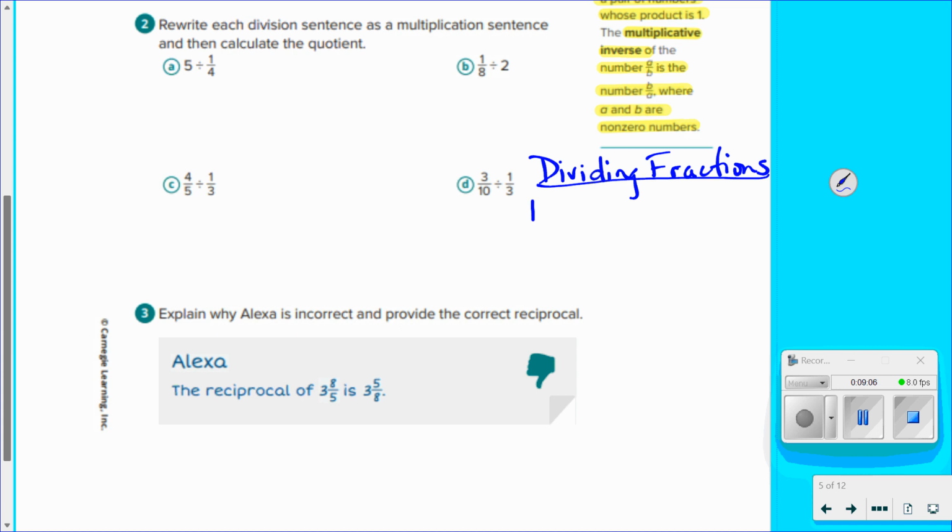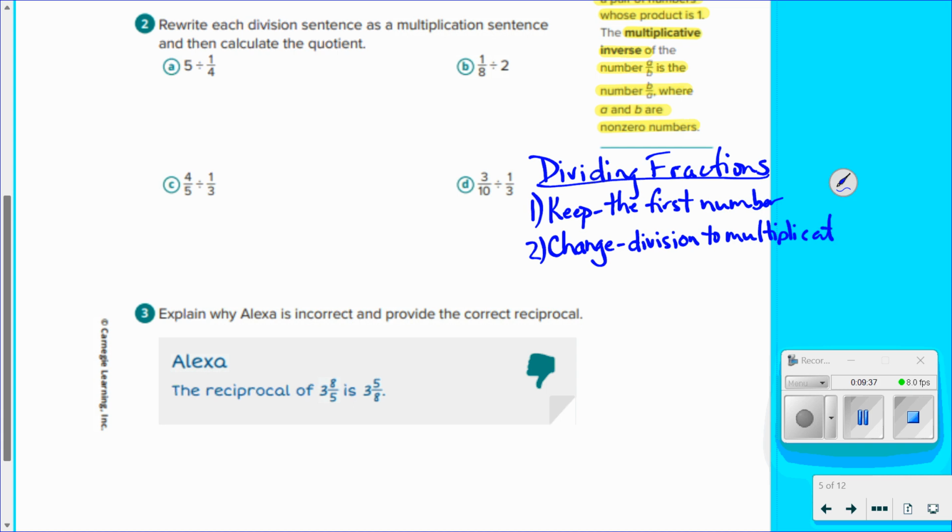Okay? Step 1 is going to be keep the first number like it is. Don't do anything to the first number. Step 2 is going to be change. We're going to change division to multiplication. And 3 is indeed flip. So we're going to flip the second number upside down. In other words, we're going to multiply it by the inverse. Okay, so this is your steps for dividing fractions.